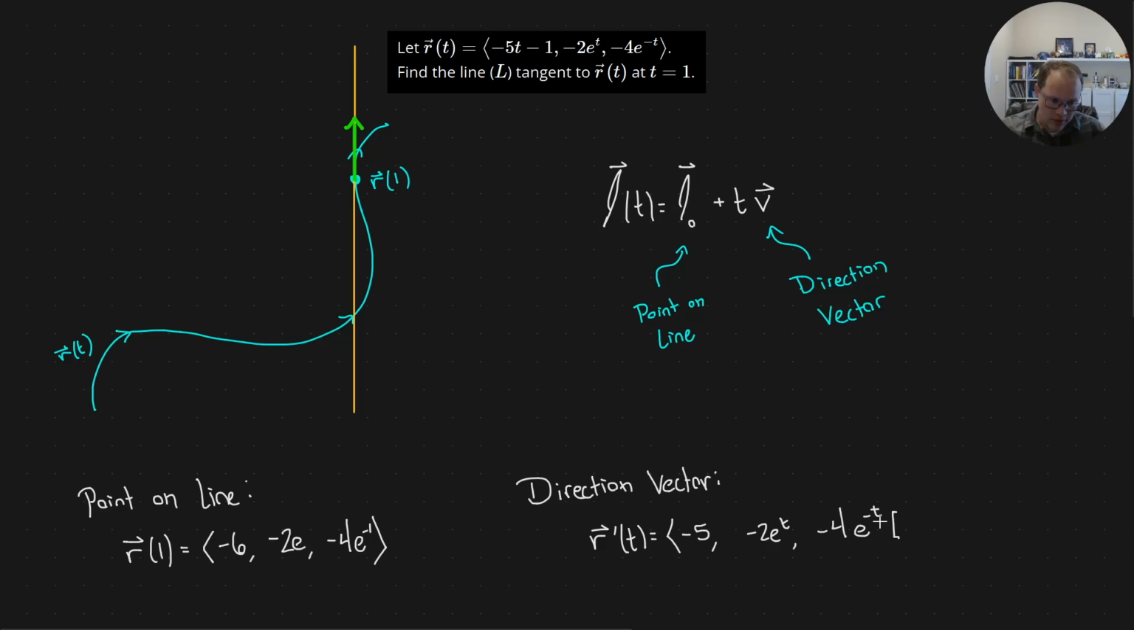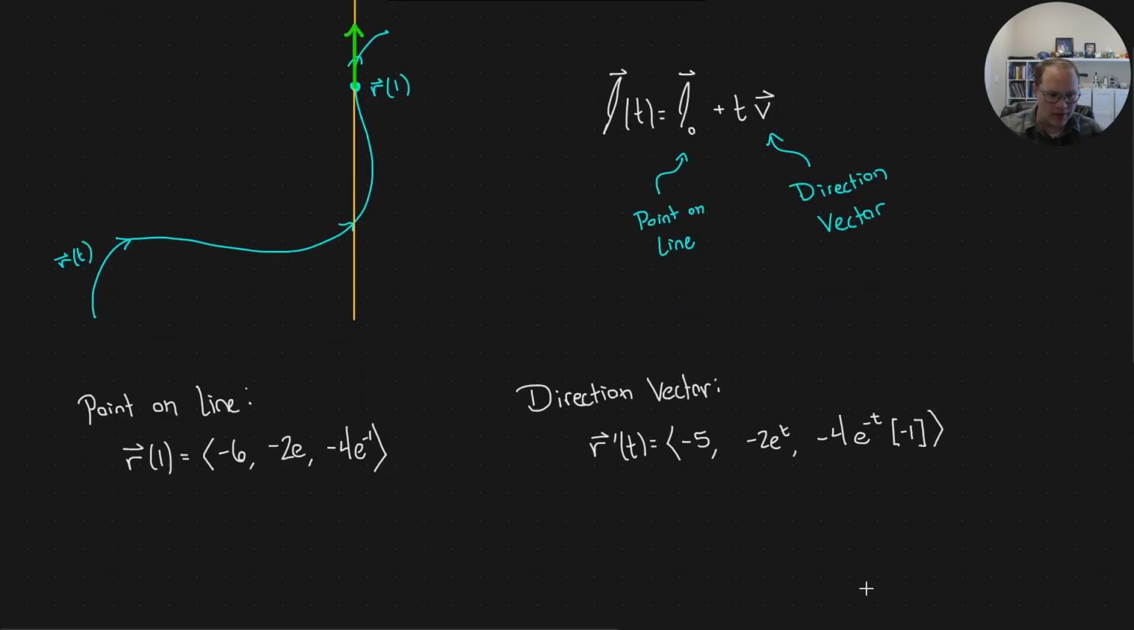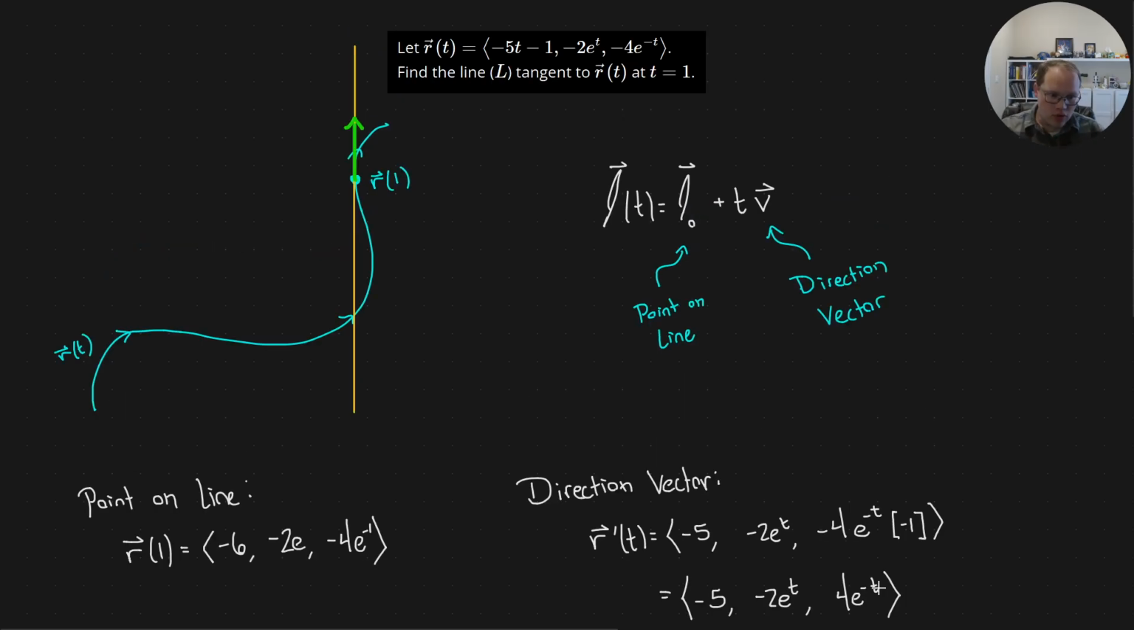times the derivative of this, because I need the chain rule here, since it's not just e to the t, it's e to the -t. So I need to multiply by the derivative of the thing that's not t that I'm plugging in, that I normally would think of as t. Okay, so -5, -2e to the t, and then -4 times the -1 gives me +4e to the -t. Okay, that's my derivative. Now, I don't want that whole derivative.